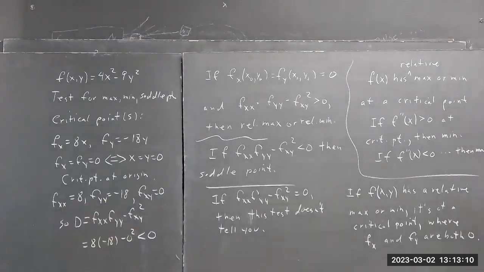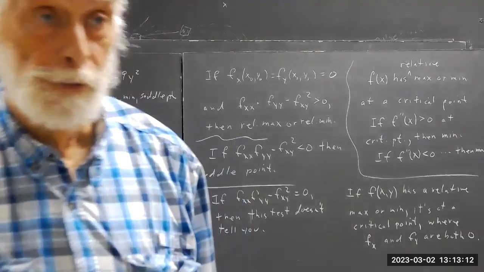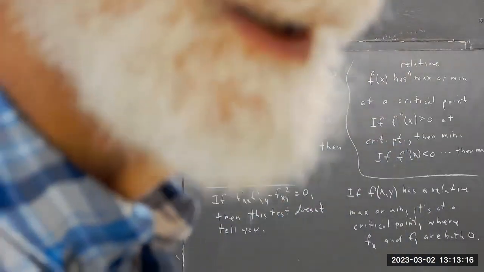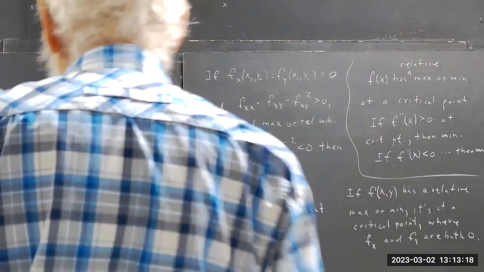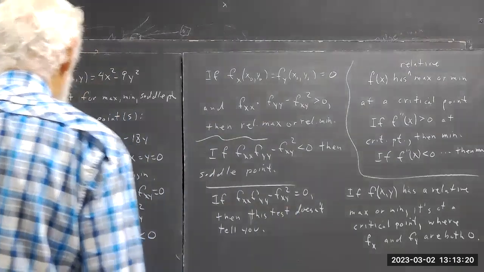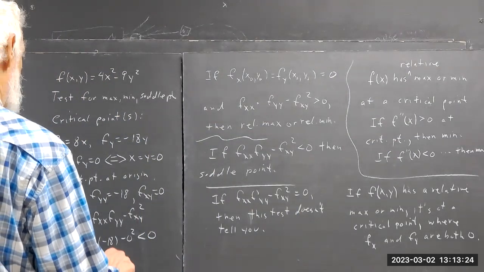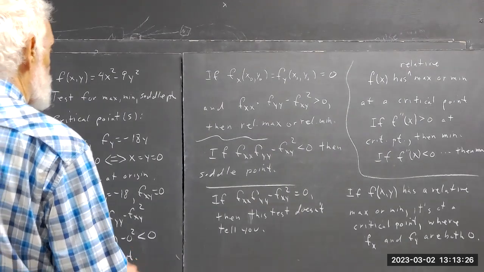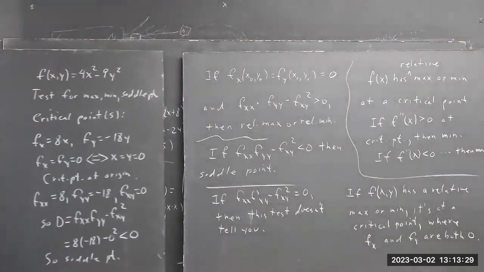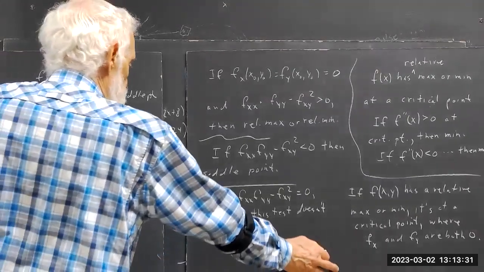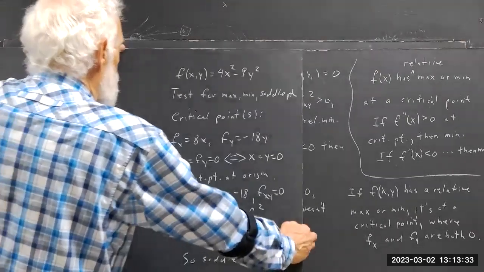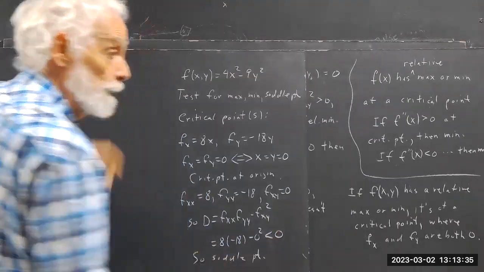you don't have to multiply that out. All you've got to say is, okay, so less than 0. Positive times the negative number is less than 0. Then we've got a saddle point. Now for this particular function, its graph is a saddle surface.